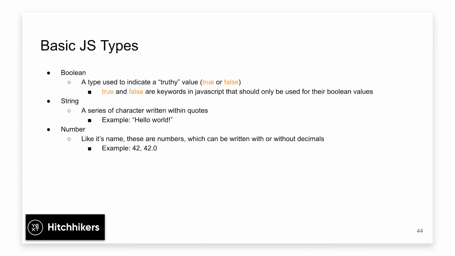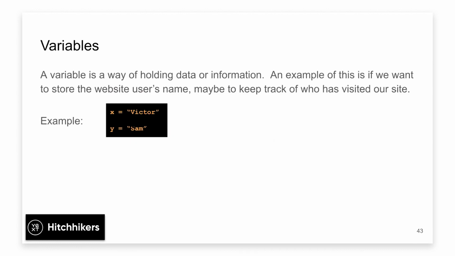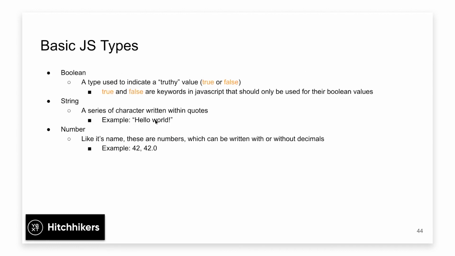You have the Boolean, which is a type of variable that can only be true or false. You have the string, which is a series of characters written in quotes. In this example, both of these were strings. And then you have a number, which is just numbers.